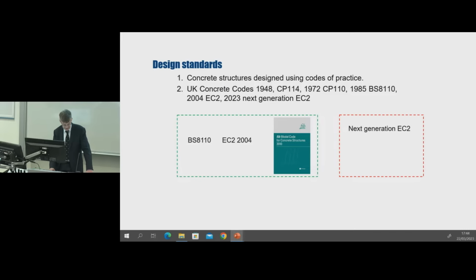Over the past decade, I've had the privilege of working on the development of the design rules for shear in the next generation of Eurocode 2. The big change here is the replacement of the empirically based design equations in the current code with the mechanically based critical shear crack theory developed by Professor Muttoni and co-workers at EPFL.